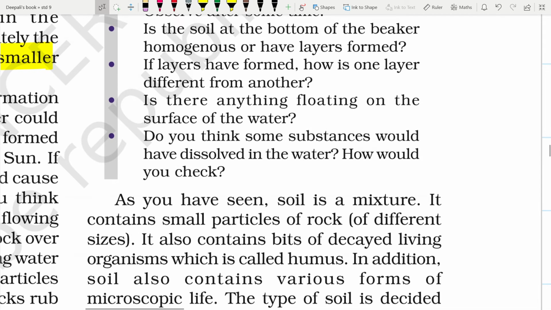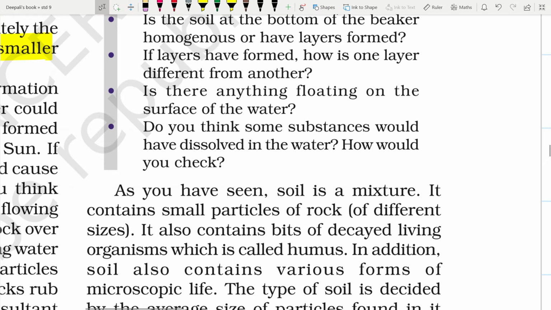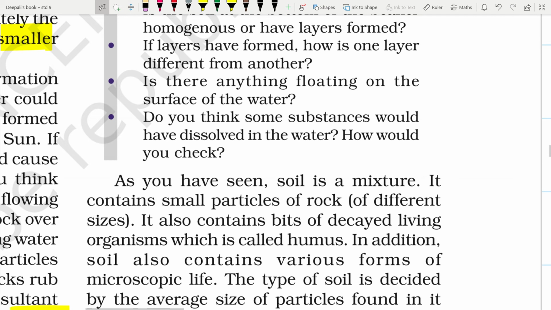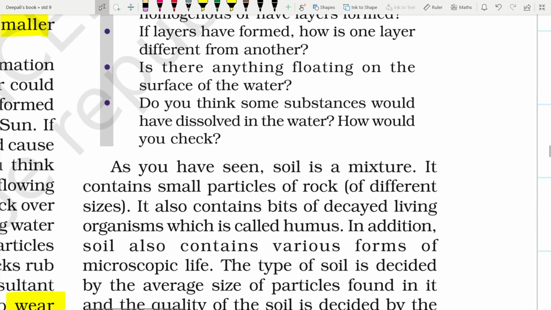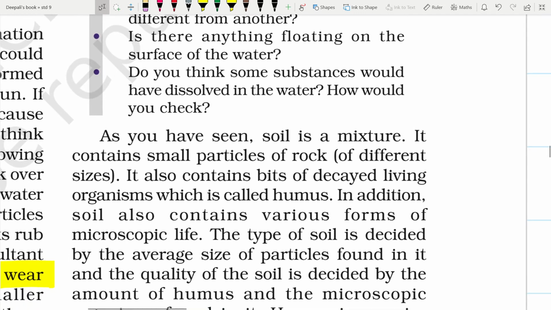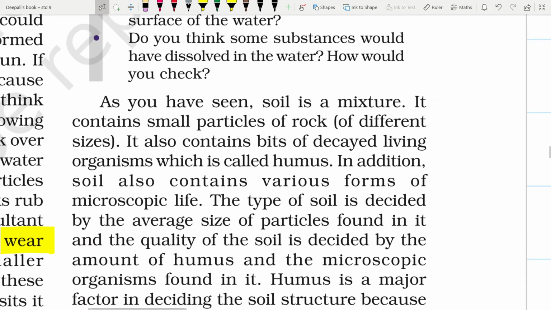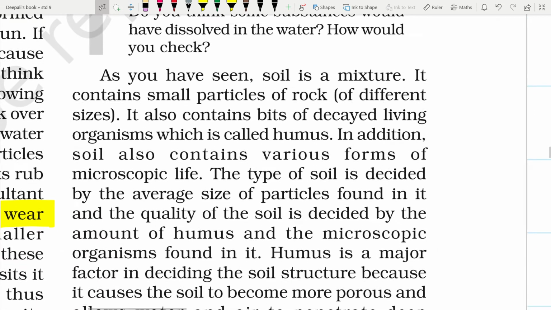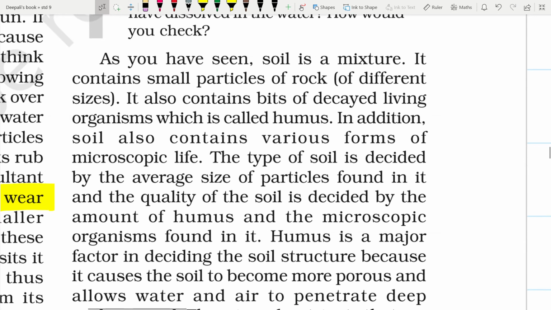If layers are formed, how is one layer different from another? Is there anything floating on the surface of water? Do you think how substances would have dissolved in water? How would you check? As you have seen, soil is a mixture.